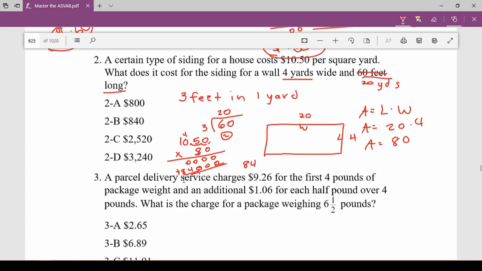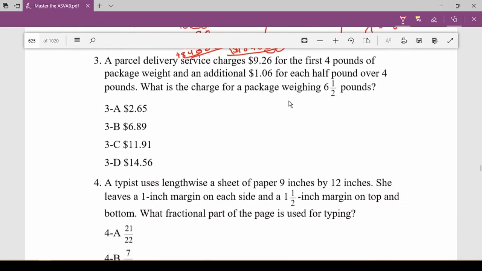And I'm writing off to the side so I don't mess up the next problem. 8, 4, 0, 0, 0. Add our two decimals back in. And we can see that this is going to be $840. Again, the trick there was to convert feet to yards and then find the area accordingly and multiply that by the cost per square yard.